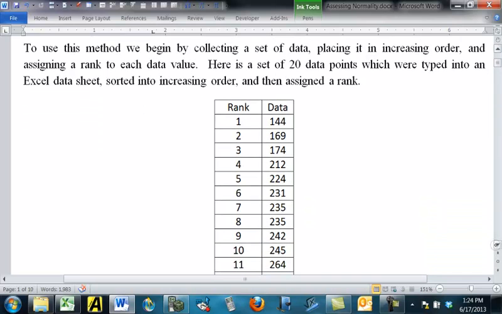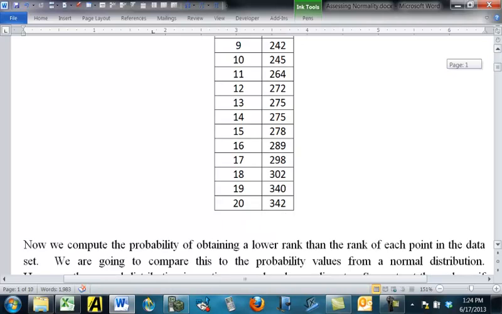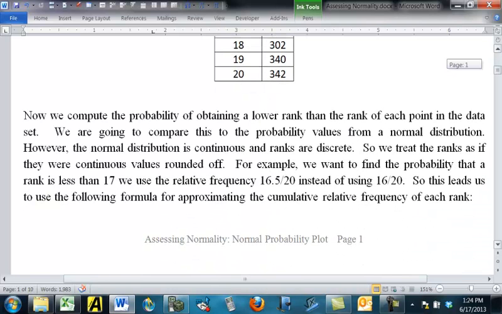Well, we start by getting some data, and here's just some sample data. This has 20 data points, and I had typed these into an Excel data sheet and arranged them in increasing order. So I used Excel to sort them. The data originally was probably not in increasing order. And then I give them a rank. So the first one, the lowest one will be rank 1, the next lowest one will be rank 2, and so forth. And so we rank these, which means put them in order and assign a number 1 to 20 based on their position in this list.